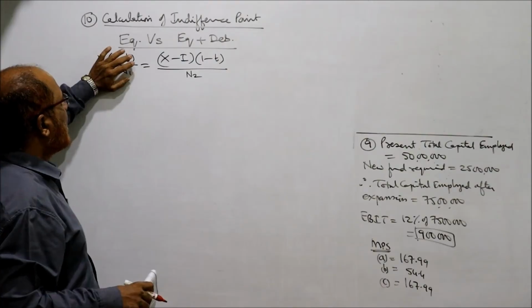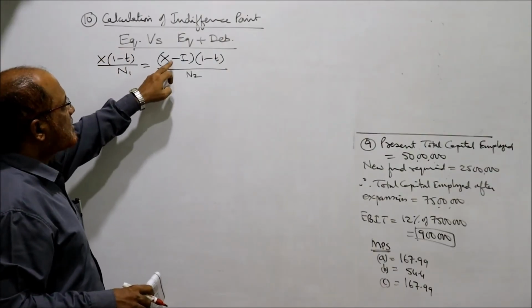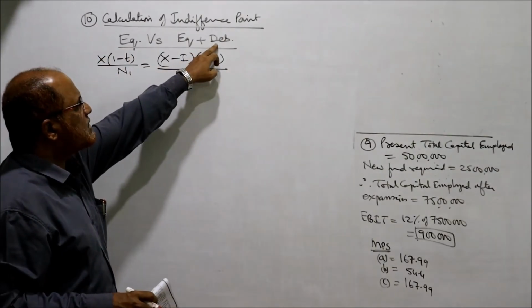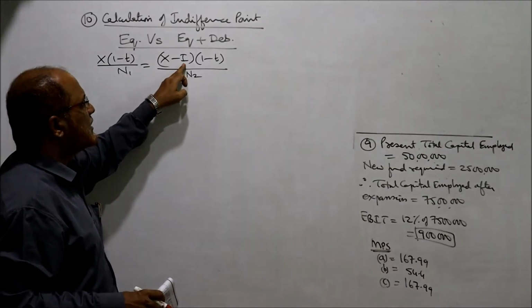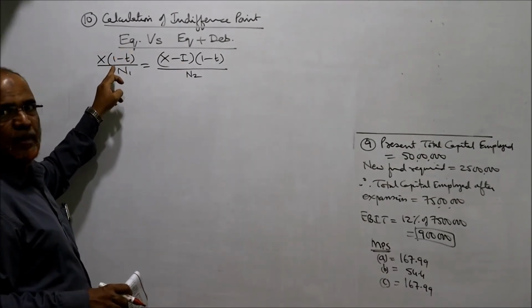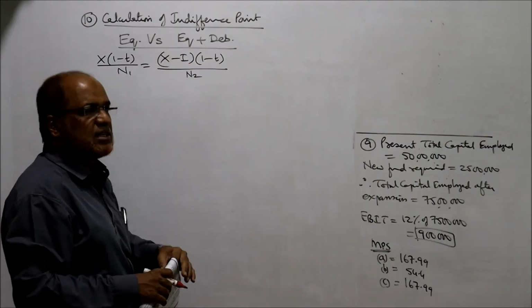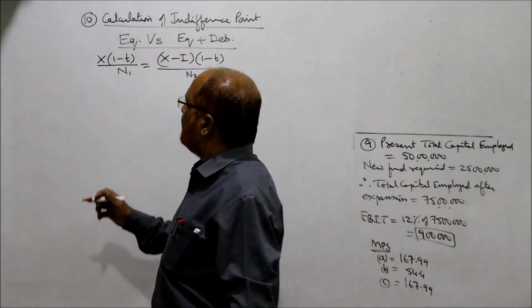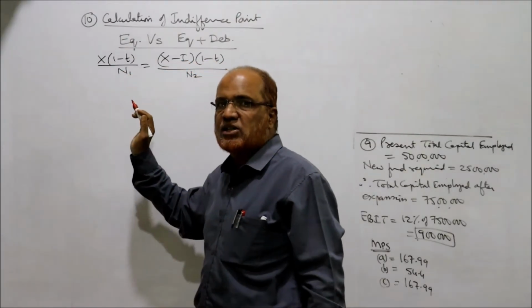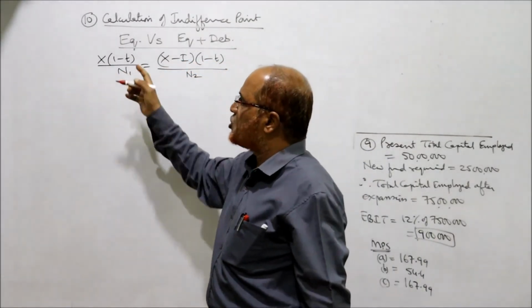ये पार्ट ओनली इक्विटी का है और X minus I डिबेंचर्स जहां पर रहता वहां पर I रहता, इंटरेस्ट रहता. यहां पर इंटरेस्ट नहीं है. Here we have only equity. Here we have equity and debenture. X minus I into (1 minus t) by N2. Now we find first problem. This is the first problem. That's why I write down the complete explanation of this.